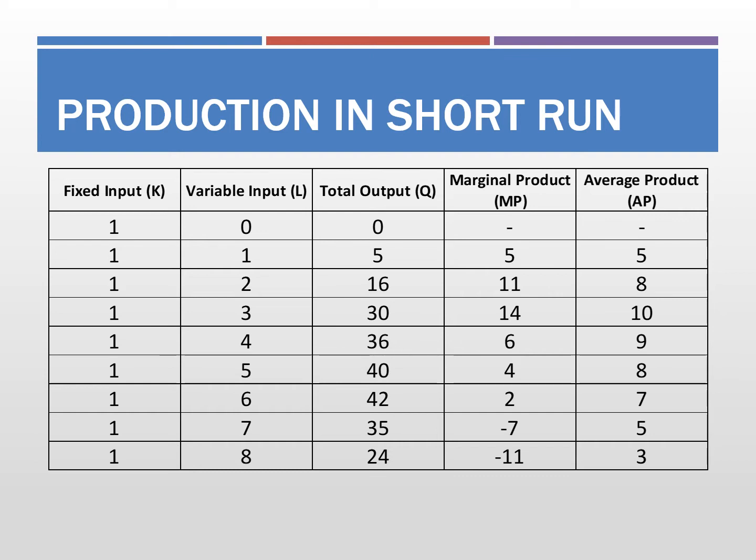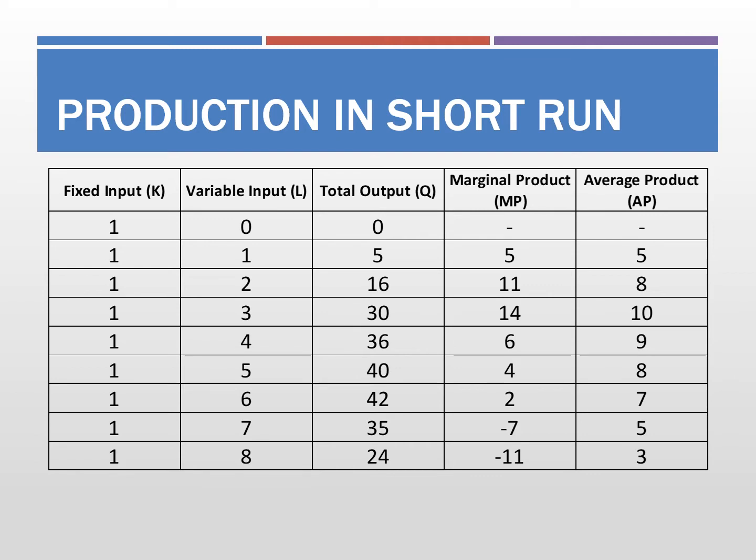To calculate the marginal product, let's say for row 5, which is one building with 4 nurses, we use the total output for 4 nurses, which is 36 units, minus the total output of 3 nurses, which is 30 units, divided by the number of nurses, 4, minus the number of nurses, 3, and that's why you get the result equal to 6.